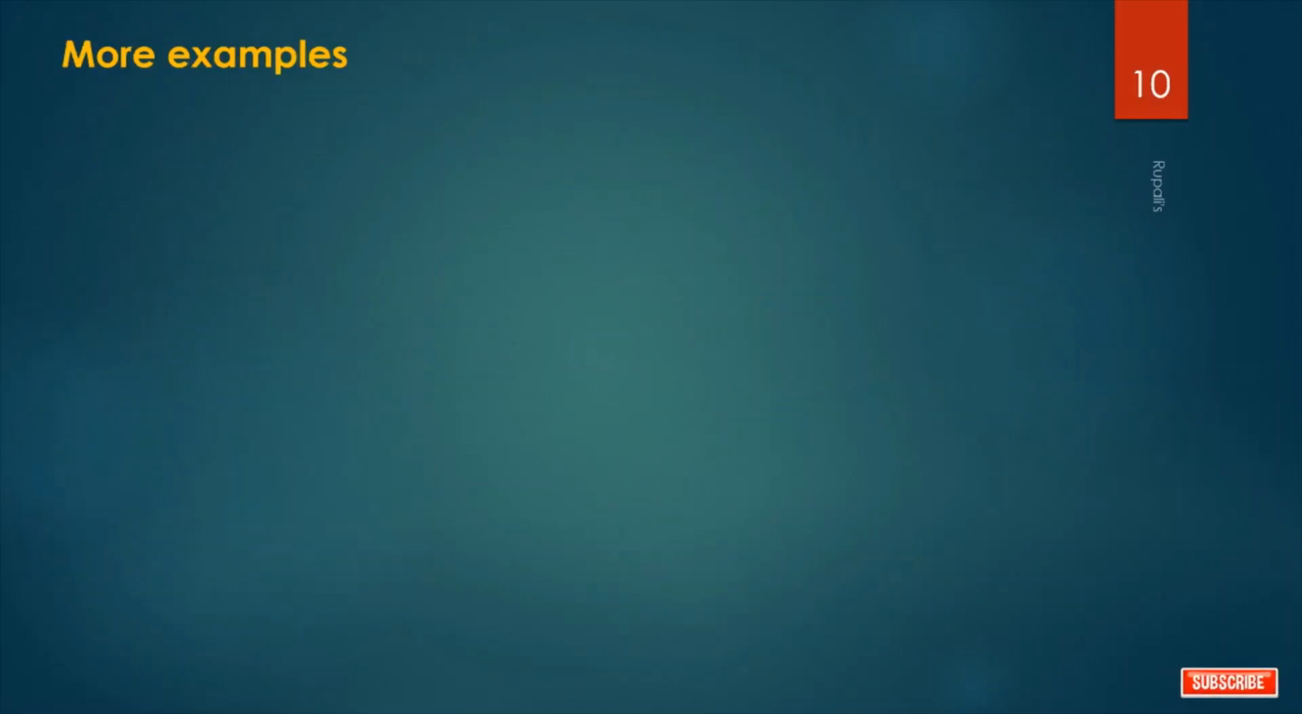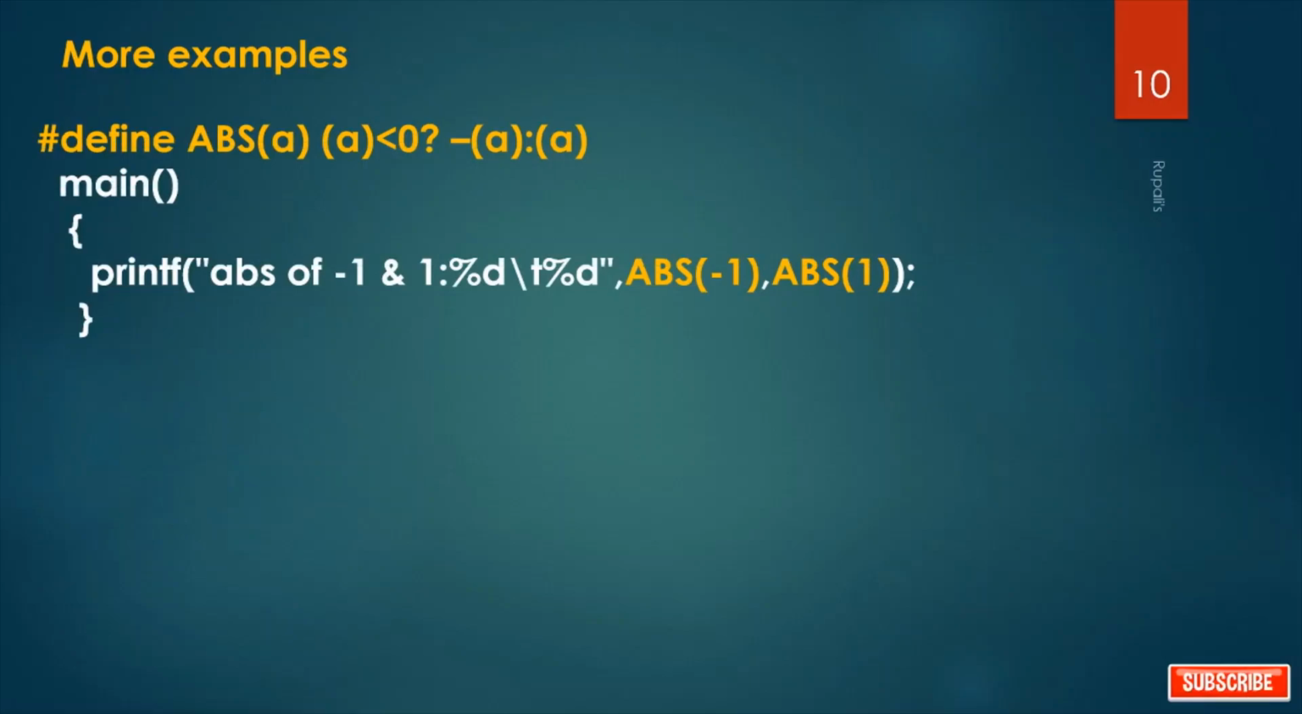So can you tell me what is the output of this program? Here the macro is #define ABS(A) and the expansion is: if A less than 0 return minus A, otherwise A. So here it is ABS(-1) and here it is ABS(1). So what will be the output?